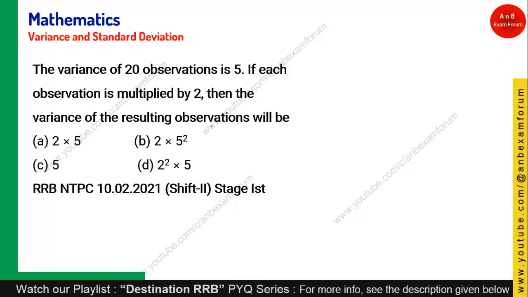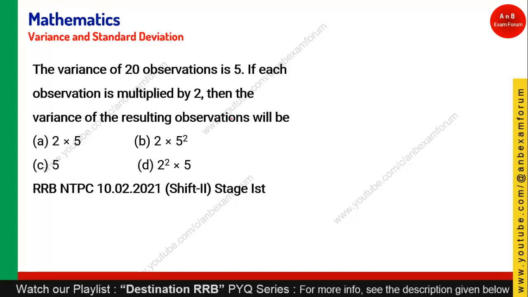Coming to the next question, the variance of 20 observations is 5. If each observation is multiplied by 2, the variance of the resulting observations will be what? Just now in the previous question we have already seen this type of question. The question says the variance is 5, and if each observation is multiplied by 2, then the variance of the resulting observations will be what?